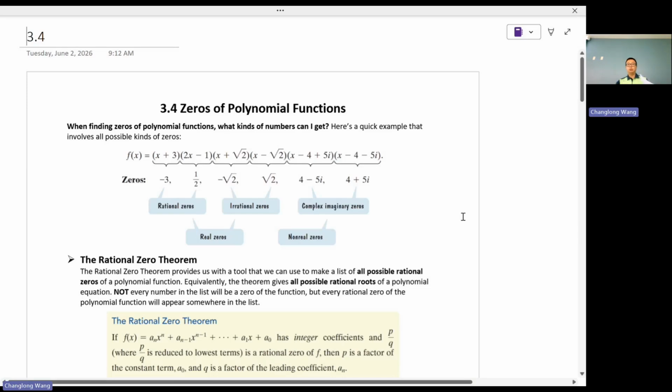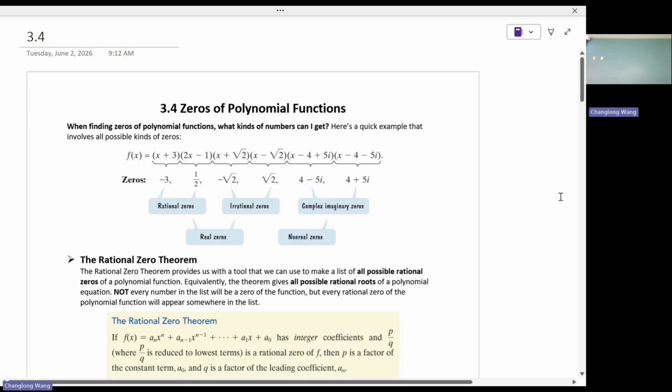Now 3.4, it will teach us a strategy to educate against zeros of polynomial functions. So please understand how important it is to be able to find all the zeros of a polynomial function, because you can see from 3.2, those zeros tell us where the x-intercepts are, right? If you have to graph it.